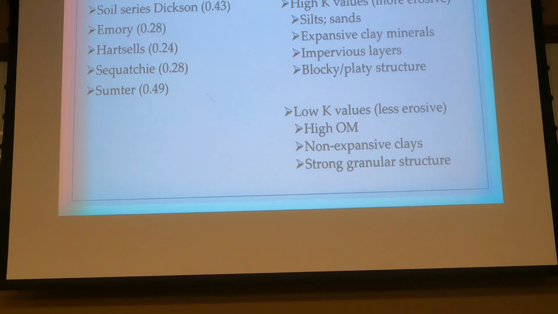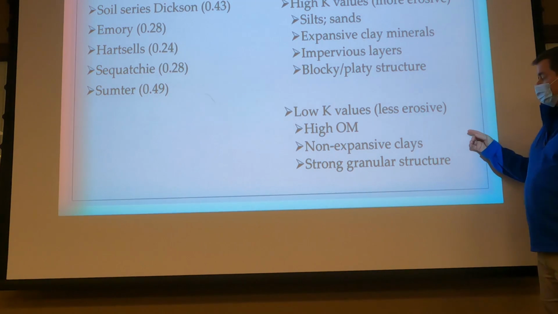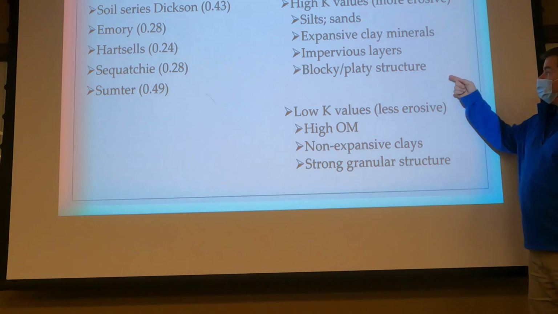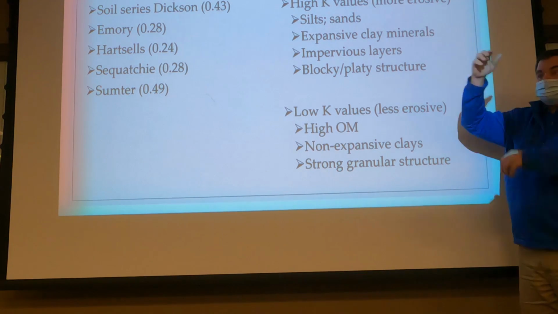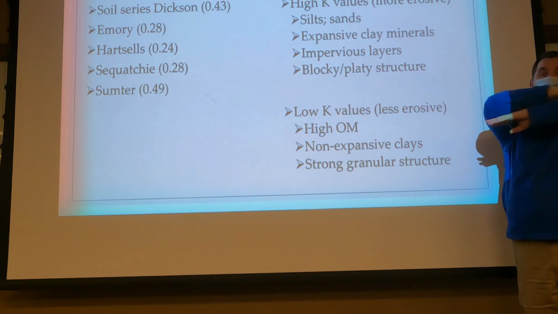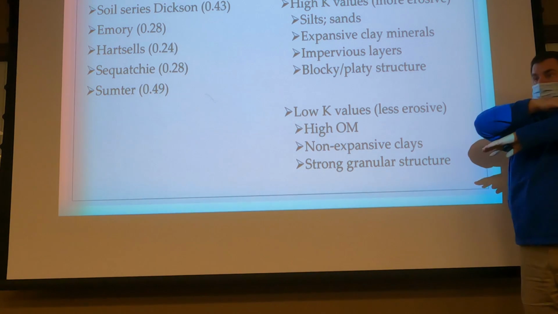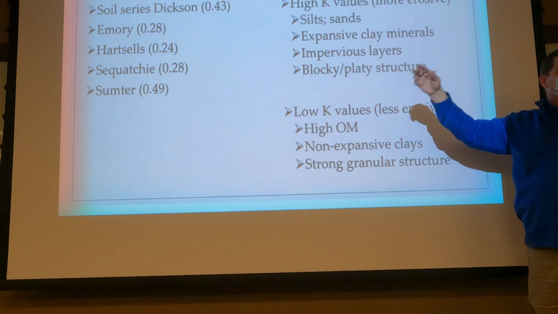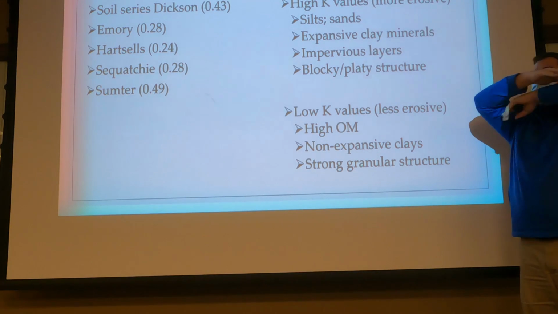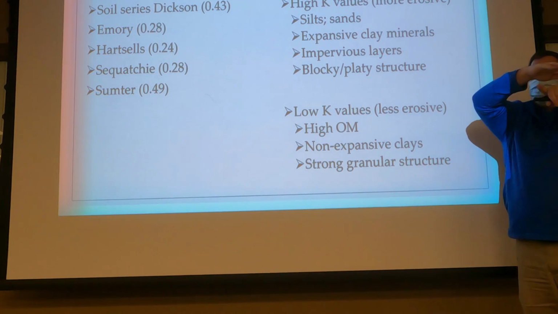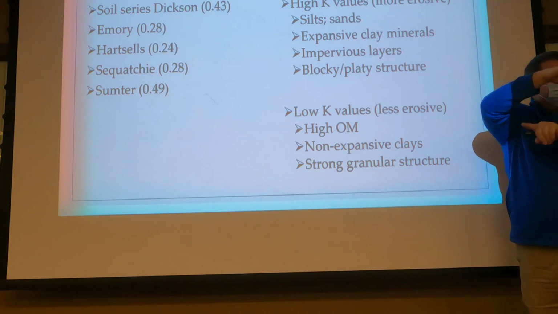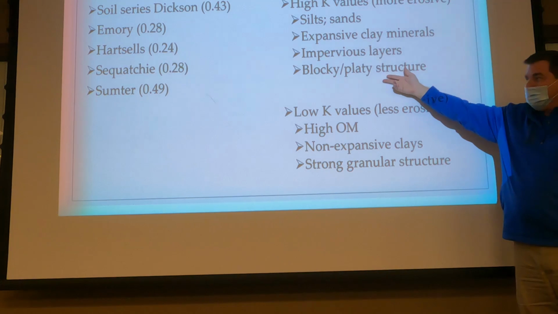So the higher the K value, the higher the erodibility. The lower the K value, the lower the erodibility. They kept this one pretty simple. Expanding clays, the shrink-swell clays, not the ones we want to build the house or the roadbed on. Blocky and platy structure. Remember I talked about platy, that the water has to travel all the way through here and then all the way back around and find the pore space in its channel. That influences the infiltration rate.